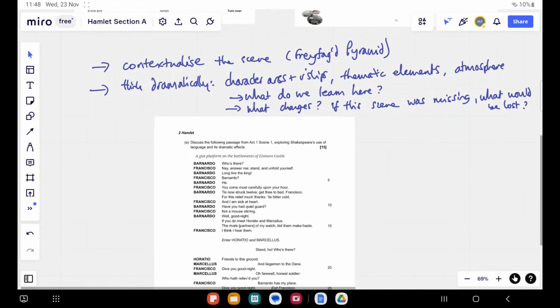All right, let's go. So it's really important to contextualize the scene. They pinpoint the scene. The previous one was Act 3, Scene 4. Here we're at the very start of the play, Act 1, Scene 1, right at the beginning. So we might think of Freytag's pyramid, and we can look at that in a later video maybe, or you can ask your teacher, what is that?